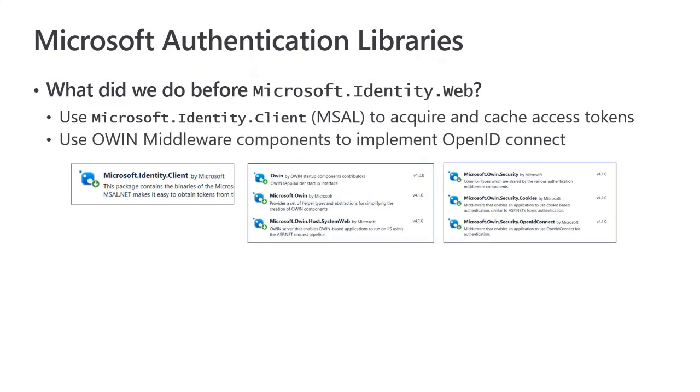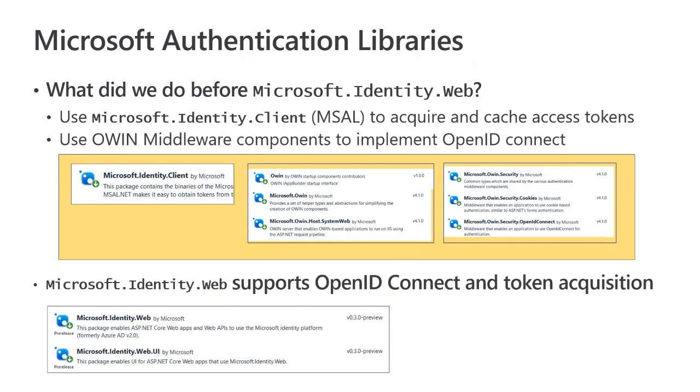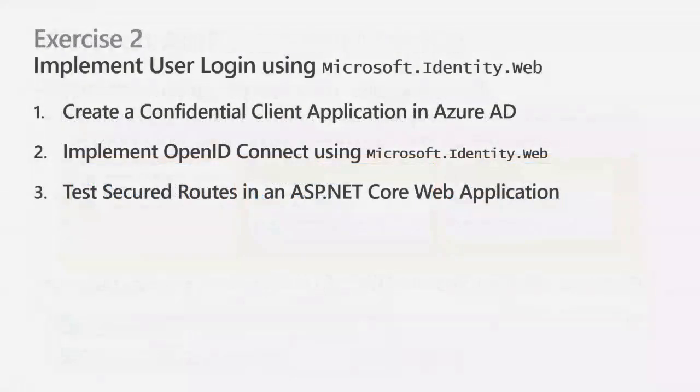So generally what you need to do is get middleware. If we were back in .NET Framework, I'd add both Microsoft.Identity.Client to get access tokens, and I'd add all these OWIN components to implement OpenID Connect. And so what's really neat is that now all this gets replaced by Microsoft.Identity.Web, and the part that helps you implement OpenID Connect is the Microsoft.Identity.Web.UI.